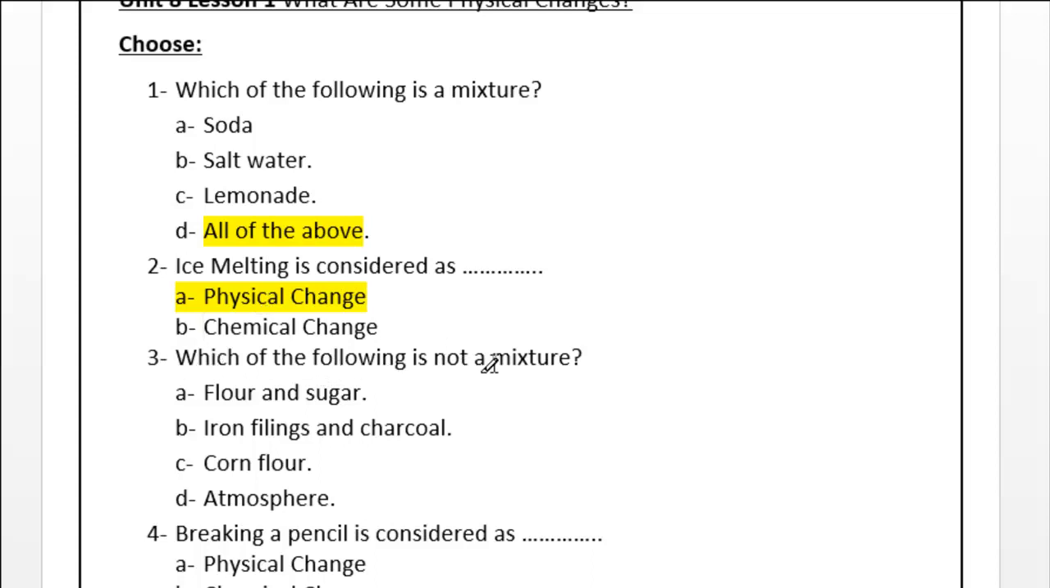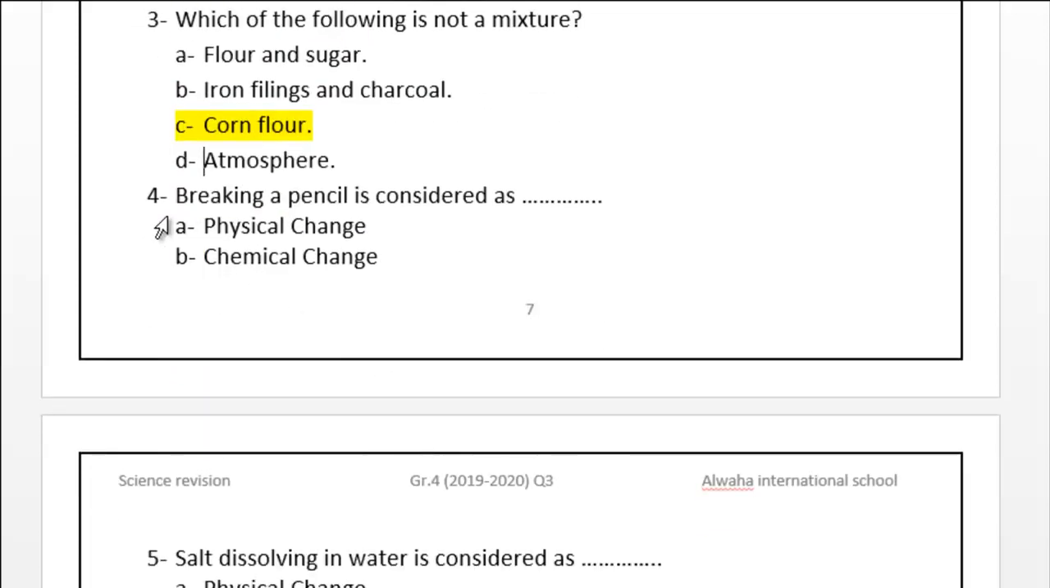Which of the following is not a mixture? Flour and sugar, this is a mixture. Air fillings and charcoal, this is a mixture. Corn flour, this is not a mixture, and atmosphere is a mixture. So the right answer will be corn flour. Number 4, breaking a pencil is considered as physical change. Don't forget that the physical changes are cutting, tearing, breaking, okay, and the changes of matter: freezing, evaporation, condensation, and melting, this is all a physical change.